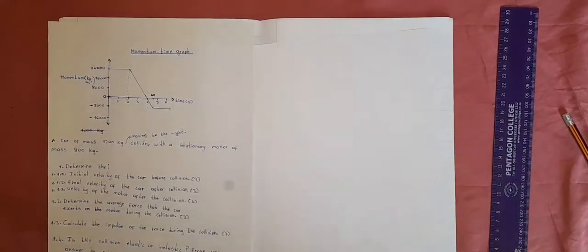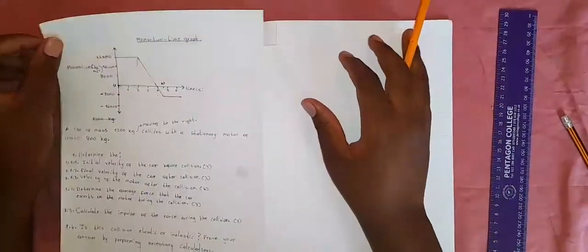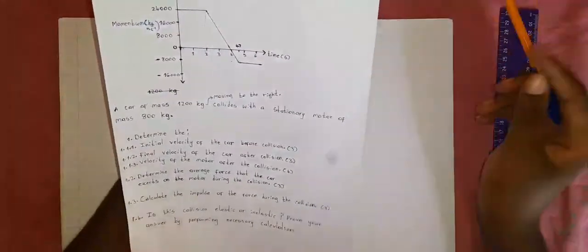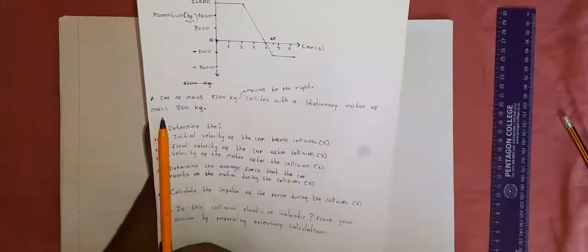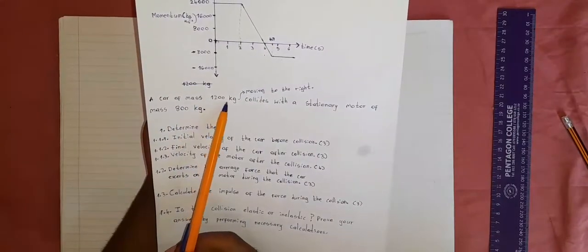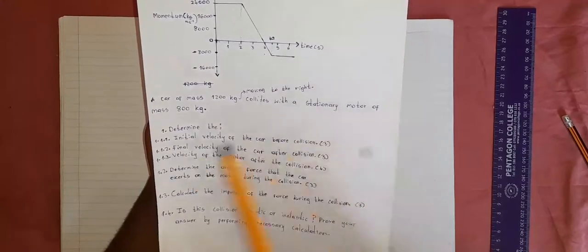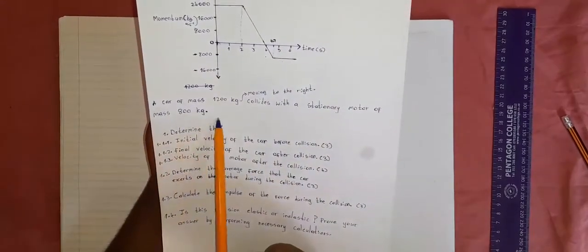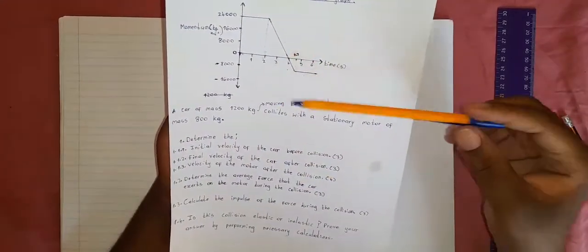We are back again, but this time we are doing momentum in terms of graphs. Here we are given a graph and some information about it. Let's read the information first and discuss the graph. It says a car of mass 1200 kg moving to the right collides with a stationary motor of mass 800 kg. So before we go to the questions, let's discuss what's going on here.